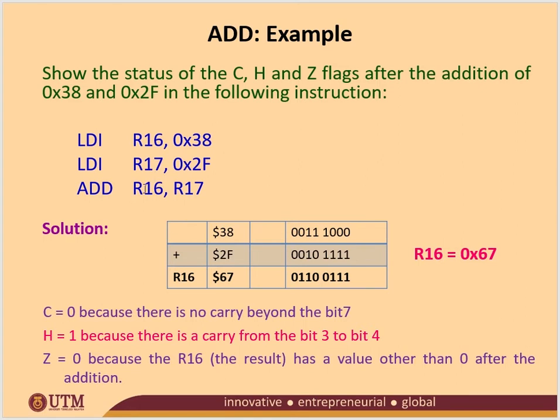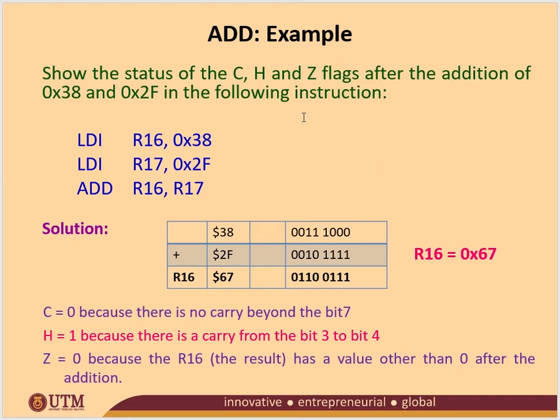You want to add the value from R16, which is 38, with the value from R17, which is 2F, and put the result into R16. Okay, so now after the ADD instruction, you are going to check the status of your C, H, and Z flags.